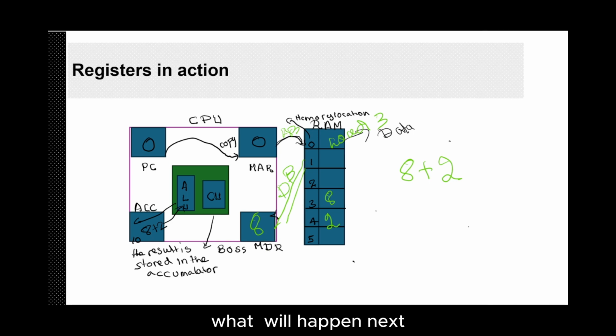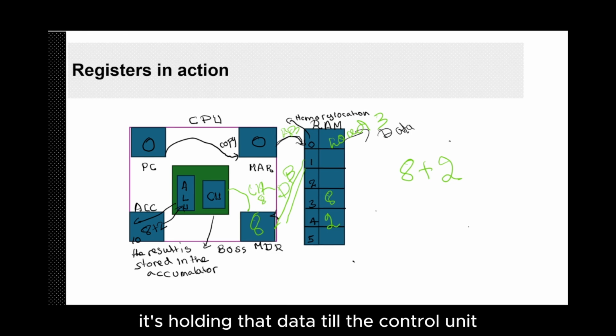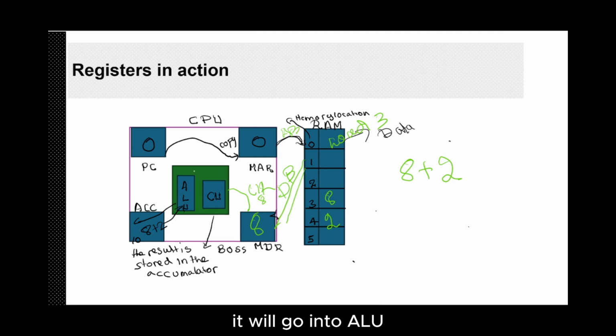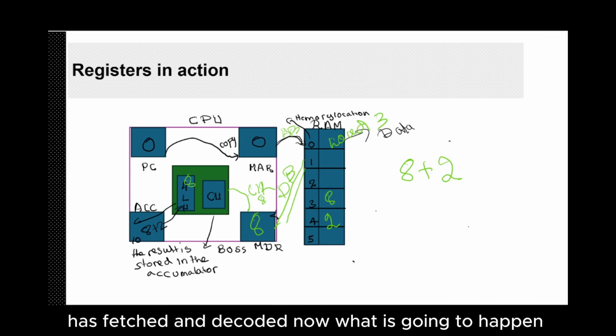What will happen next? There is another register called CIR. The CIR will hold that data until the control unit, who is the main boss, decides where that instruction will go. Obviously, as it's a mathematical instruction, it will go into the ALU. So it has fetched and decoded. Now, what is going to happen?